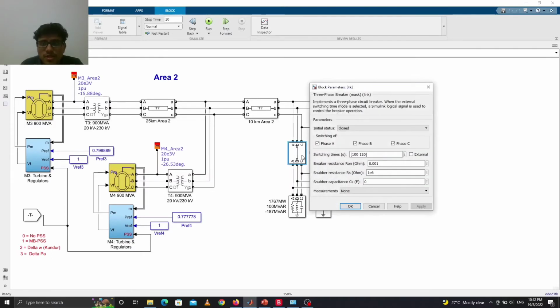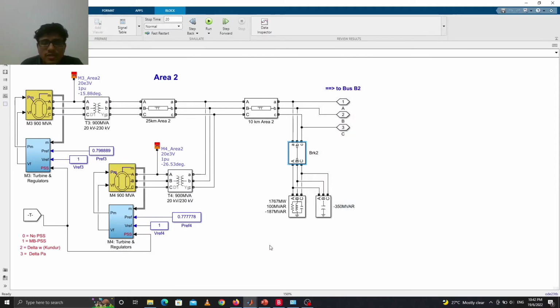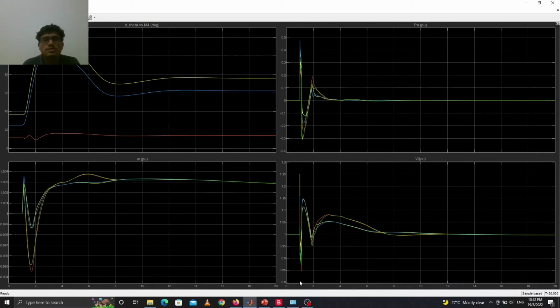So the breaker condition is initially in a closed position for getting the result. All of the load is following the specification given in the lab sheet. After we run the simulation, we get this result. For the first one, we get the rotor angle, which represents the normal condition of the model system prior to the sudden load decrement at bus 7 at time 1 second.